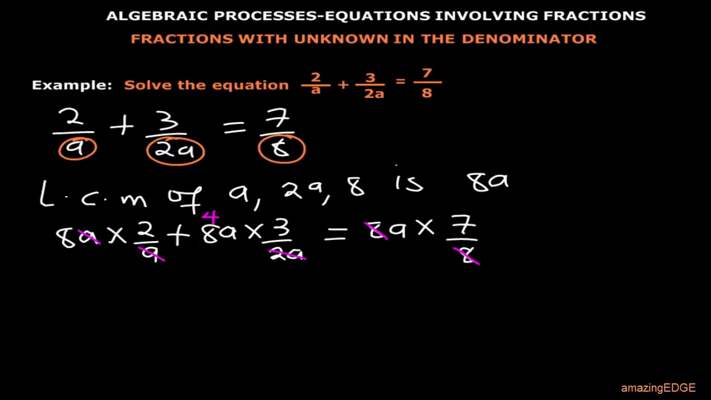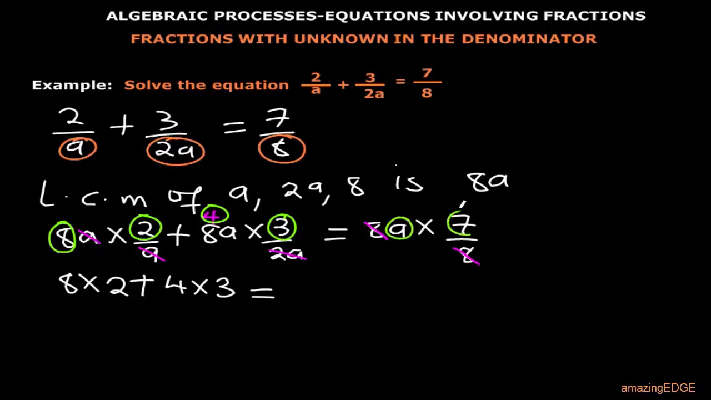So we go back to the left hand side. What do we have left? We have 8 and 2, so that will give us 8 times 2. Then here, have your plus. Here you are left with 3 and 4, that will give us 4 times 3. Then on the right hand side, you are left with a and 7, so that will give us a times 7.